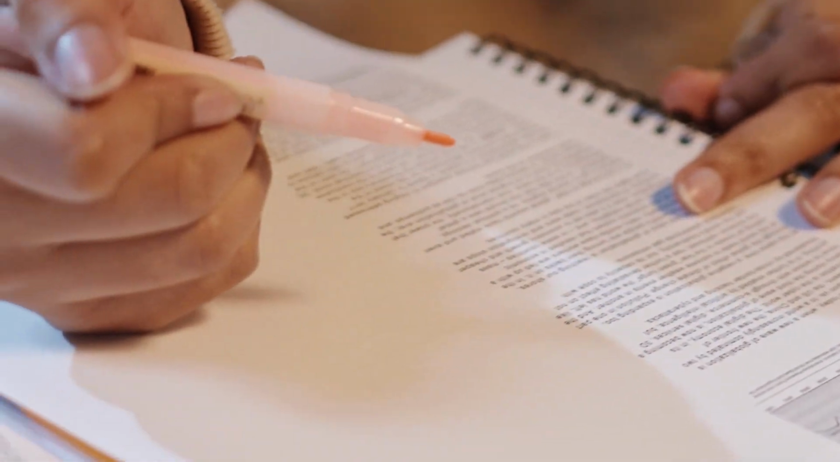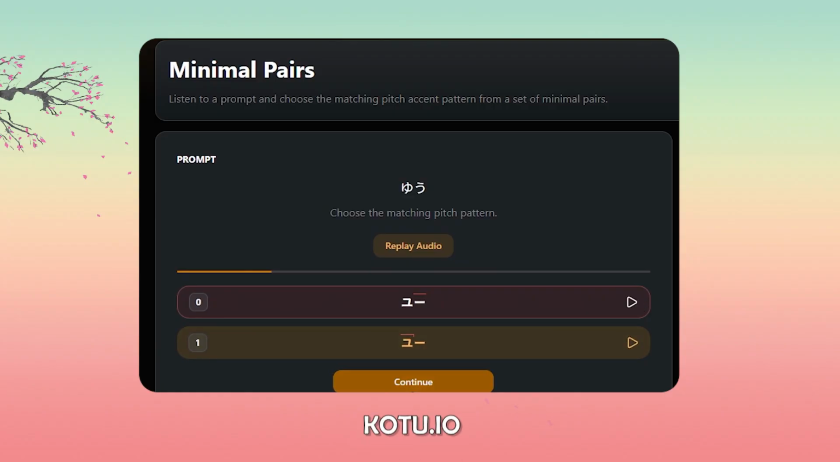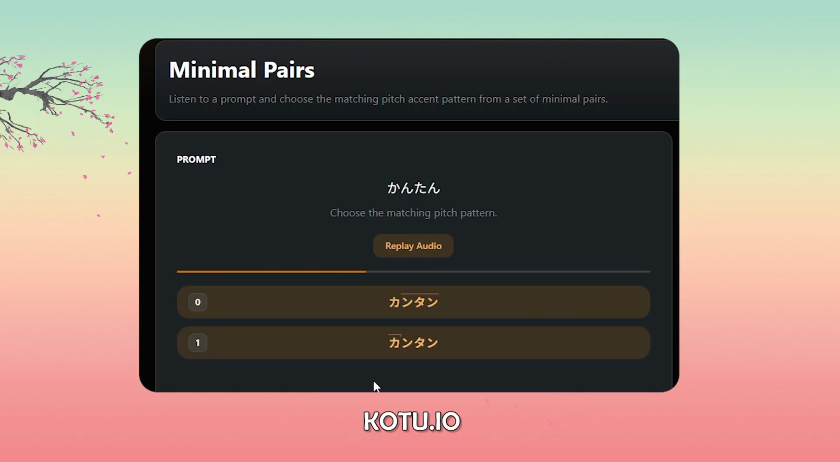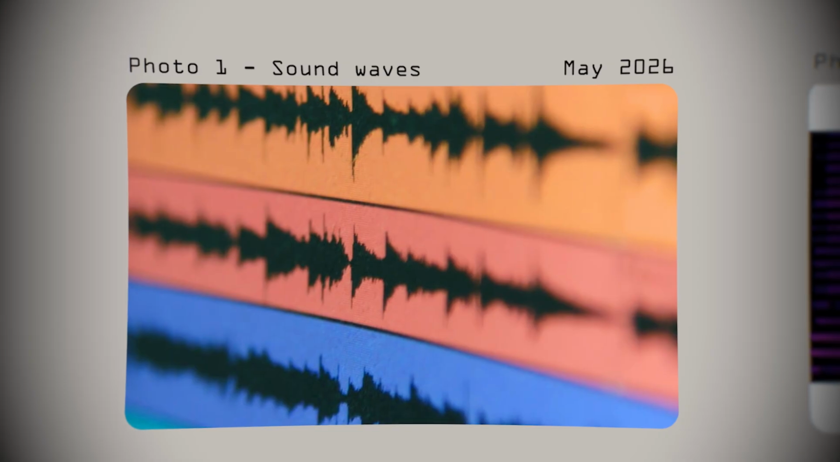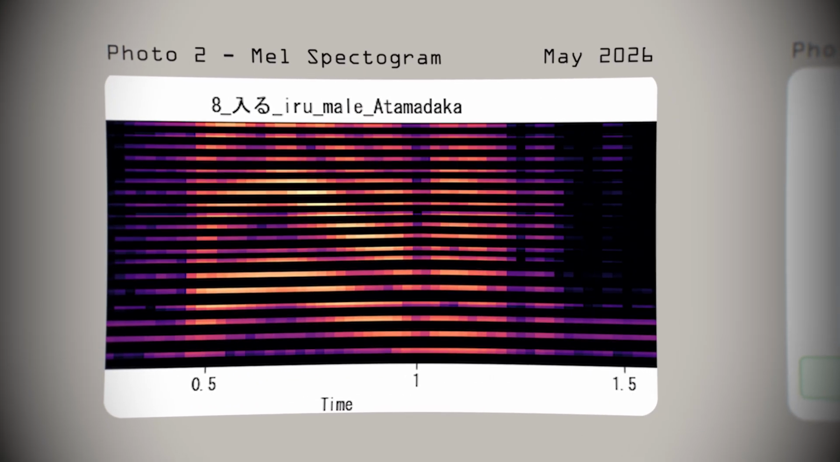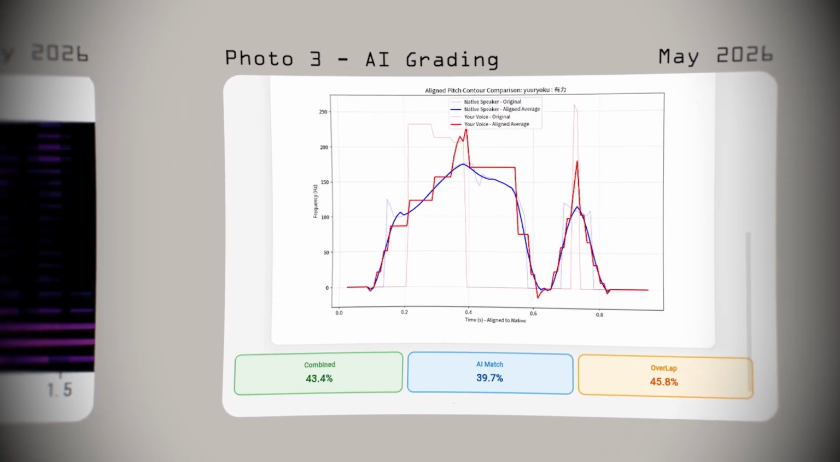And if you're trying to learn Japanese, this flaw is the exact reason why you might struggle to correct your own accent. Today, we're going to visualize the hidden melody of Japanese using sound data, MEL spectrograms, and an AI I built from scratch to grade your accent. Let's dive in. To understand the data, we first need to know what we're looking for.